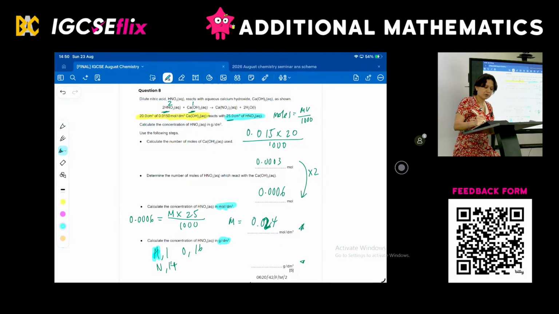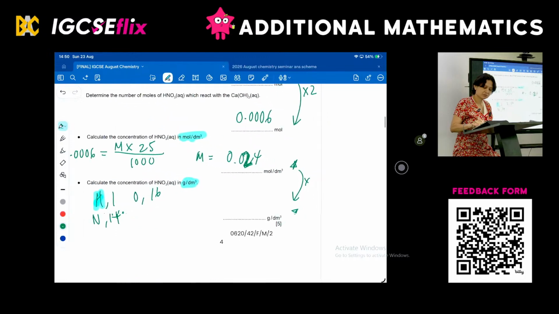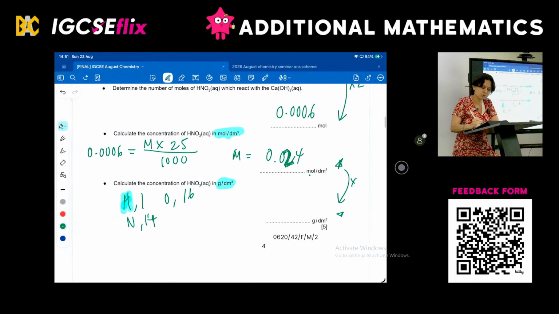When you want to switch to gram per decimeter cube, you just multiply molar mass. Because it's mole to gram. If the question give you the other way around, divide molar mass. So that's why I gave you hydrogen is 1, nitrogen is 14, oxygen is 16. So HNO3 will give you 63. So you just multiply 63, you will get 1.51. So whenever they ask you to change from mole per decimeter cube to gram per decimeter cube, you multiply molar mass. Okay?